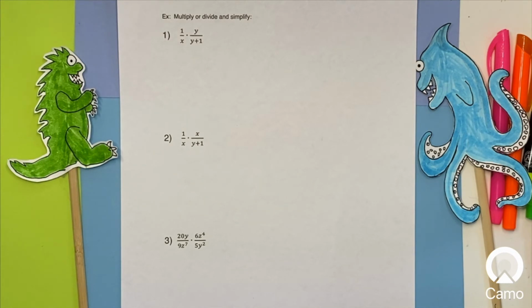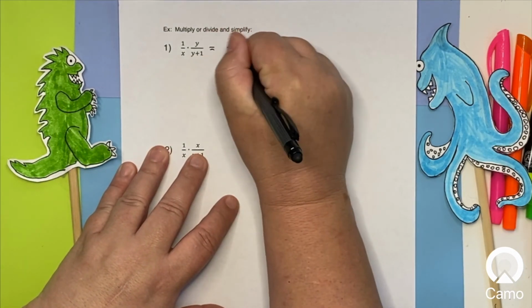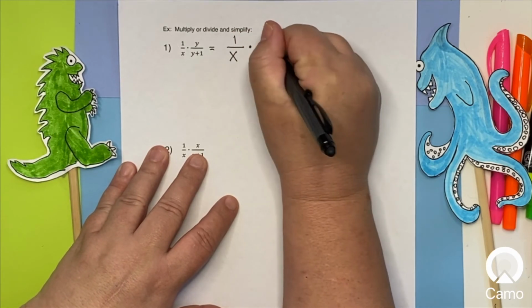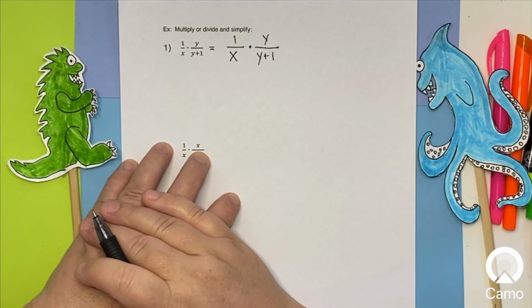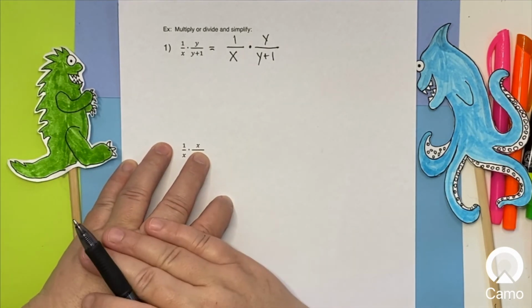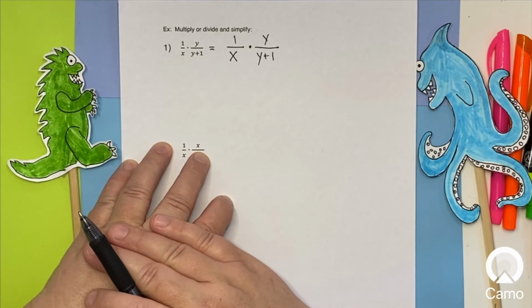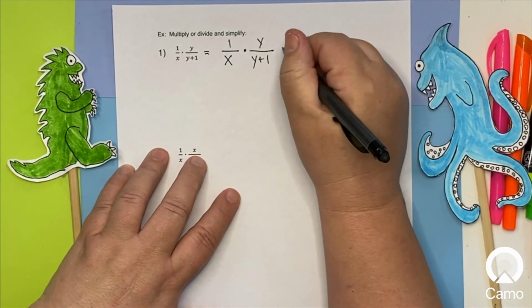Okay, multiply or divide and simplify. Dun dun dun! I've got 1 over x times y over y plus 1. Ooh, tricksy. Addition hates you. I'm sorry. It just does. It hates everyone. Addition is not nice. Addition is just, ugh.